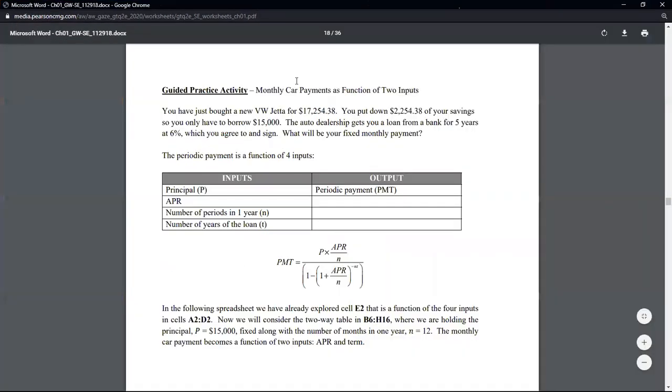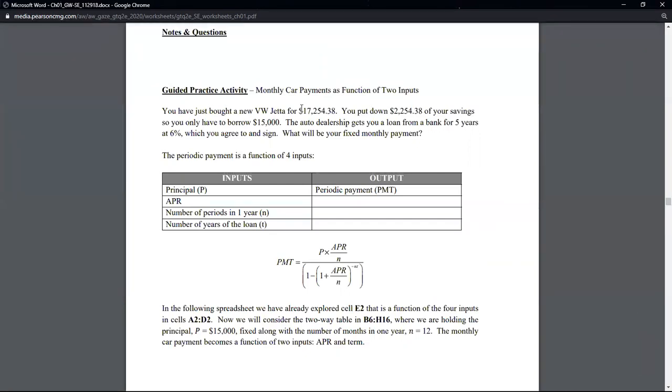All right, so let's get to the guided activity. You have just bought a new Volkswagen Jetta for $17,254.38. That is a no bells and whistles Jetta in 2020. I'm pretty sure those are usually closer to like 18, 19,000, but whatever, not the point of the problem. You choose to put down, so this is money up front that you pay to get the loan very often, $2,254.38. Now, do you have to put exactly that much down? No, maybe a little less, maybe a little more. It depends on the loan, depends on what you want to do. You can always put down more than the requirement, and maybe there's a reason to do that.